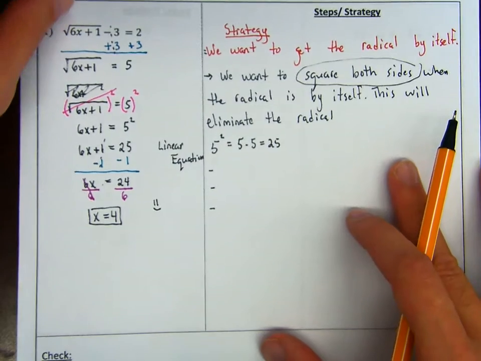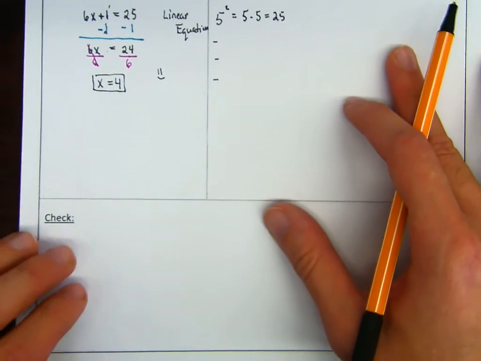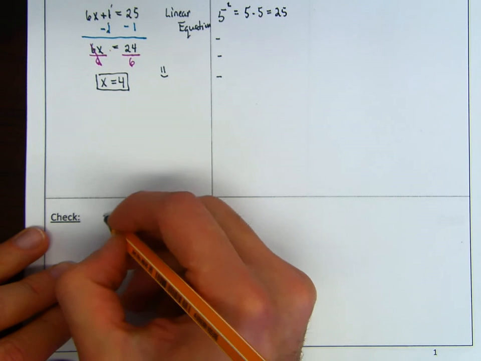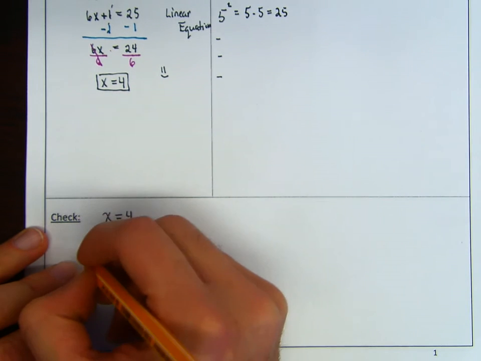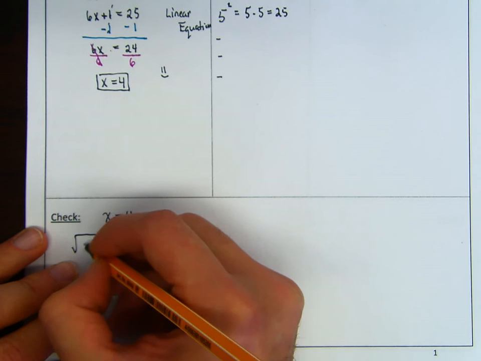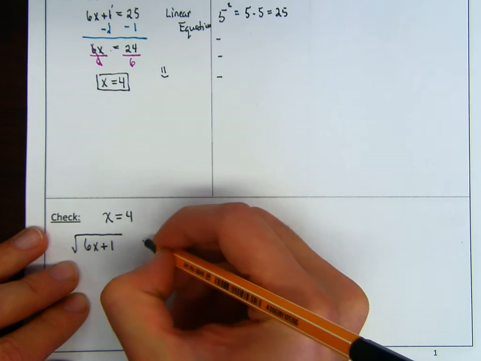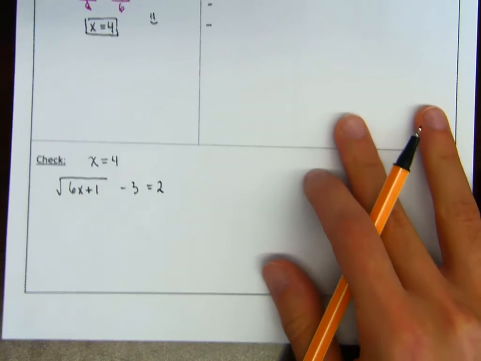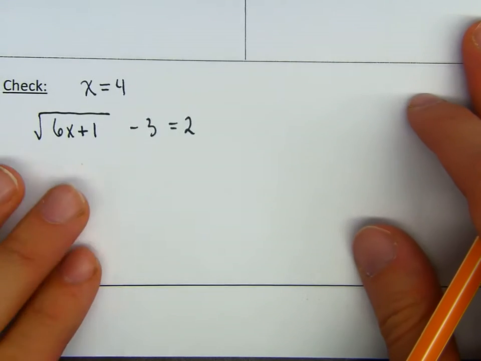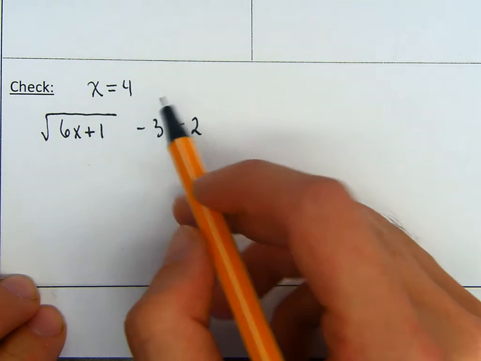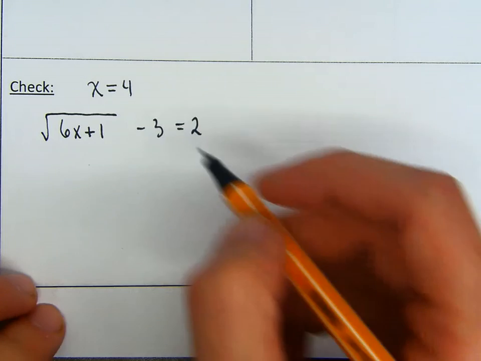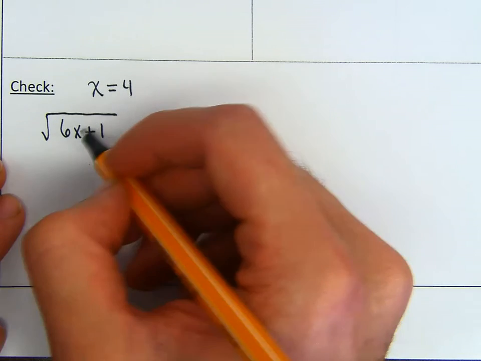Okay? What I'd like you to do is take a second. How would you check this? If we're going to check for x equals 4, the original equation is square root of 6x plus 1 minus 3 equals 2. Let's zoom in over here. How would you plug in 4 into this radical equation? Take your time and try and do it. How do we plug in 4 into here?